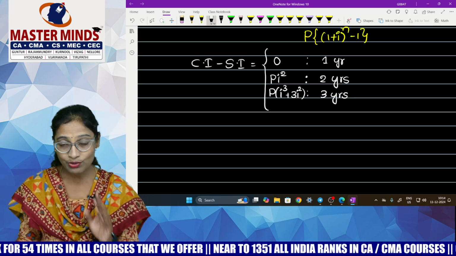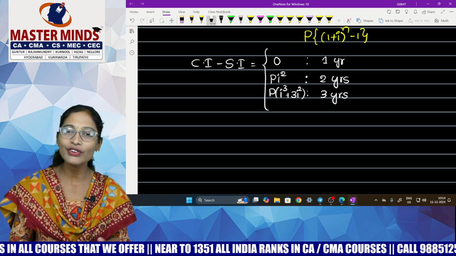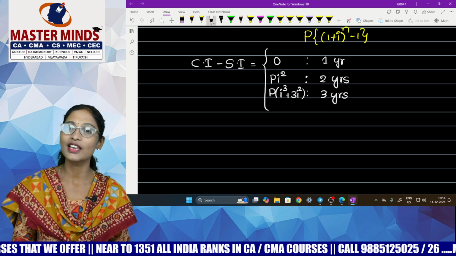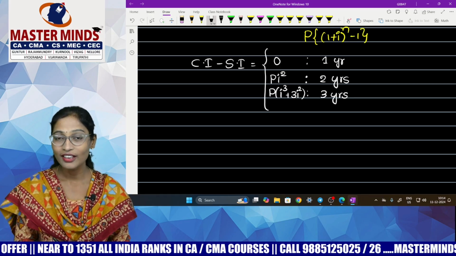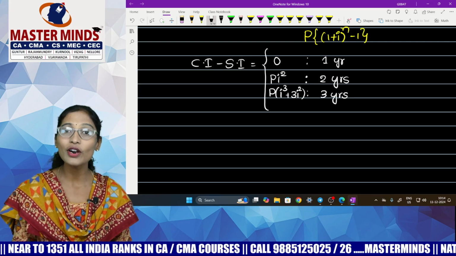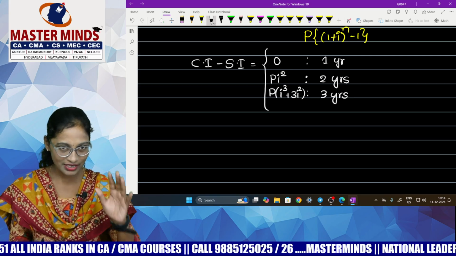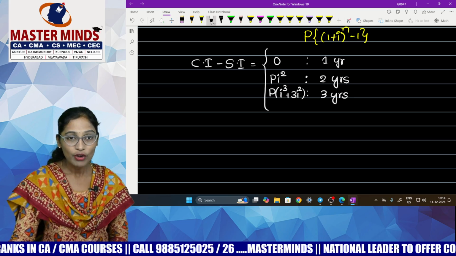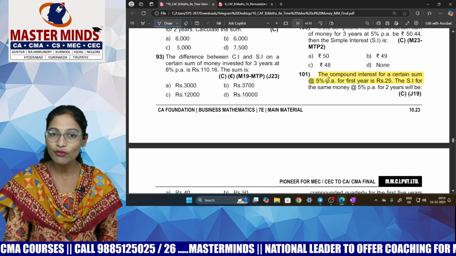So now I just wanted to tell you another important thing. In an MCQ, they say difference between SI and CI. It doesn't mean SI minus CI, because SI minus CI is always negative; SI is smaller than CI. So it would be negative, but in the textbook they give a positive value. Whether they say SI minus CI or CI minus SI, you guys take it as the difference between CI and SI. For 2 years, what is the difference between CI and SI? PI square. And for 3 years, P of I cube plus 3I square.